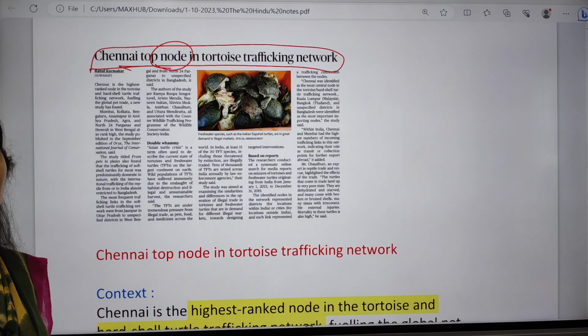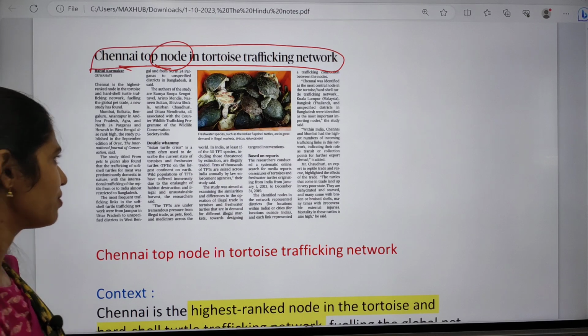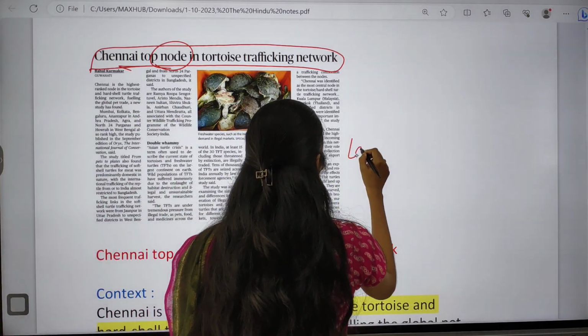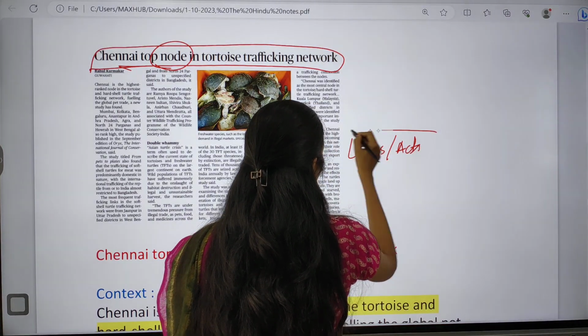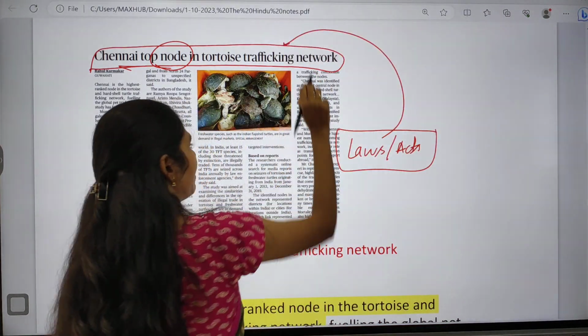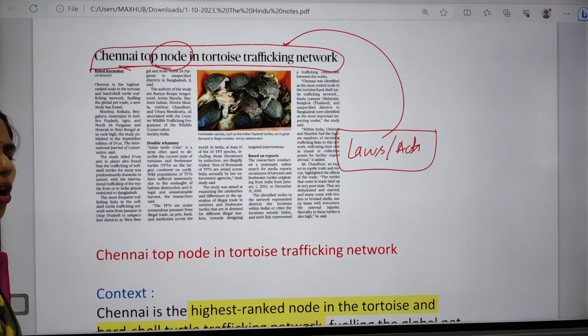This article is important for your environment and ecology. Here you have to say which laws or acts present in India deal with the illegal trafficking of animals or plants. Please let me know in the comment box. We have already discussed that a number of times. So let us see why it is in the news.